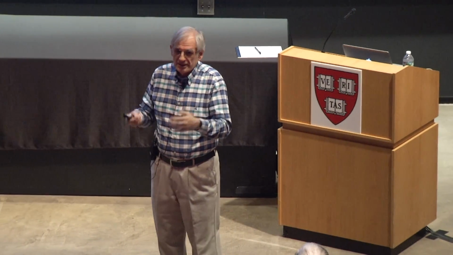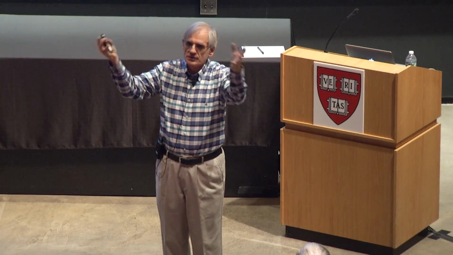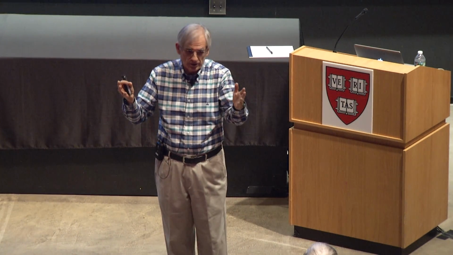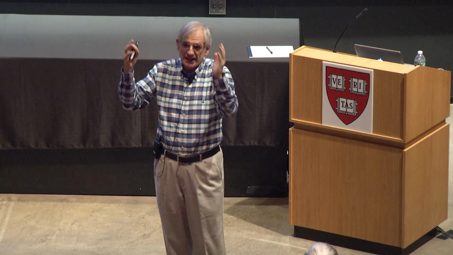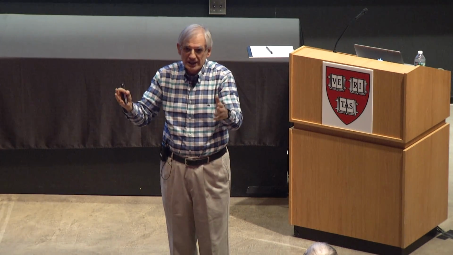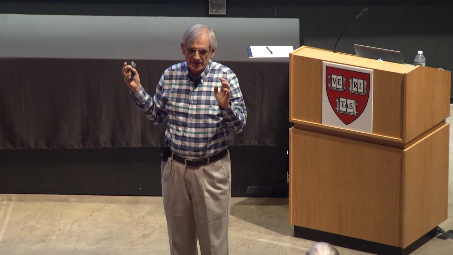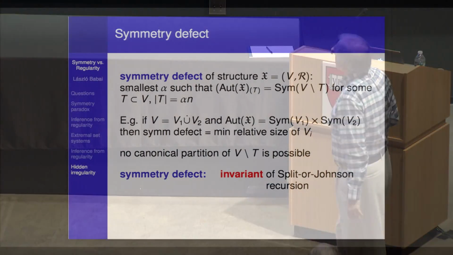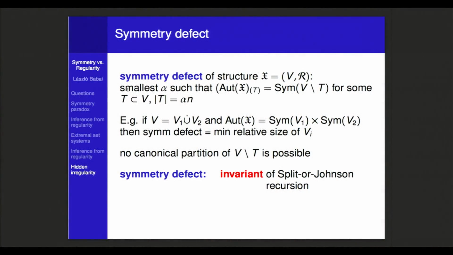In fact, this is also going to be true if the automorphism group is not the symmetric group, but it acts as the symmetric group on a large fraction, say more than 90%. If it acts as a symmetric group on more than 90% of my structure, then I'm not going to get any of these consequences. So I have to assume that there is this symmetry defect of at least 10%.